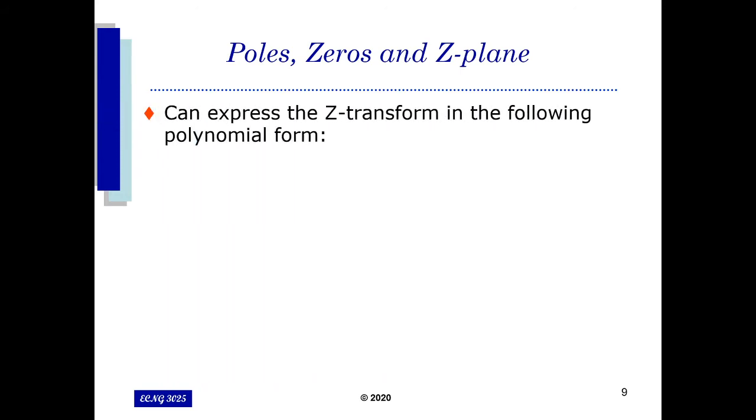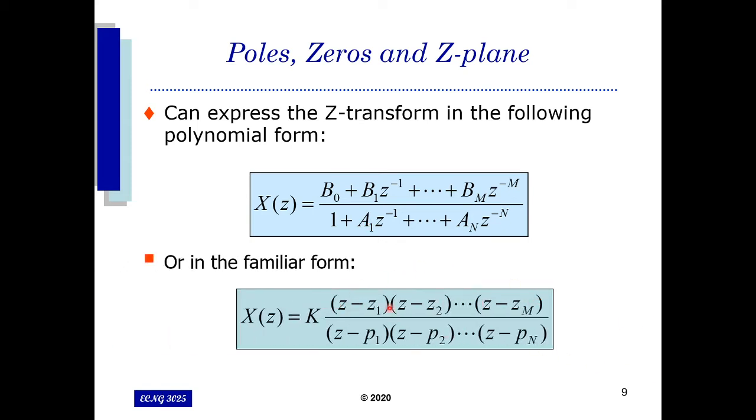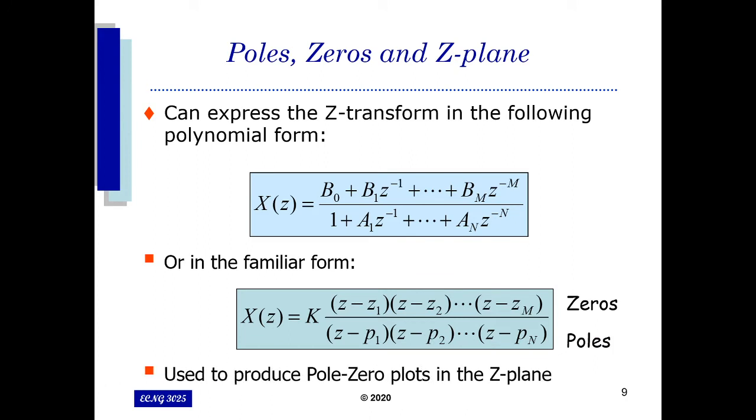So the z transform can be expressed in the following polynomial form, where we start with a constant term on the numerator, and we have descending powers of z, and then we have a constant term of 1 on the denominator, and then we also have descending powers of z. The familiar form for this is where we factorize the zeros on the numerator and the poles on the denominator, and we pull out a constant gain factor k. And this form is basically used to produce pole zero plots in the z-plane.